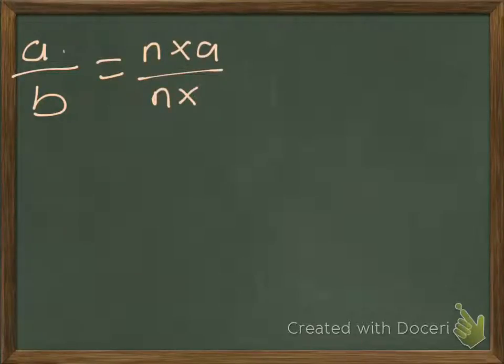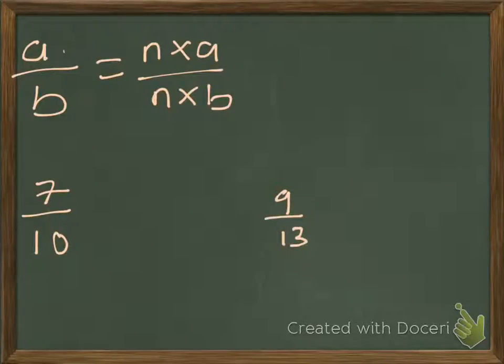Let us go back to this original theory of equivalent fractions: a over b equals n times a over n times b. Now, let's go back to our comparison, 7/10 and 9/13. Which one is greater? Well, I established that according to the theory of equivalent fractions, I can multiply the numerator and denominator by the same number. I could multiply by 3 if I want to, so on and so forth, provided they're the same number.